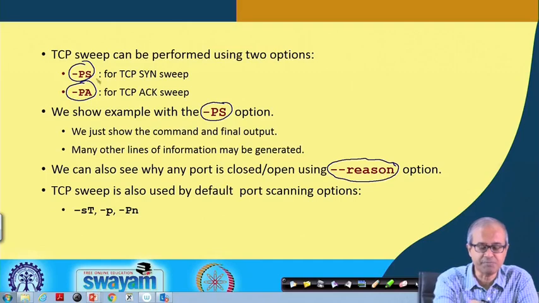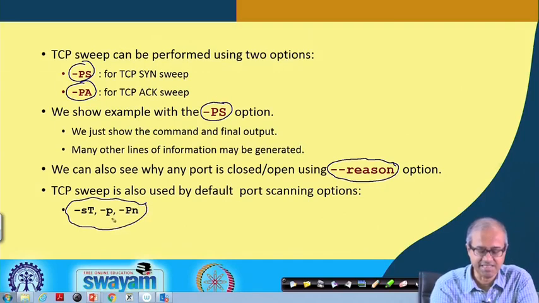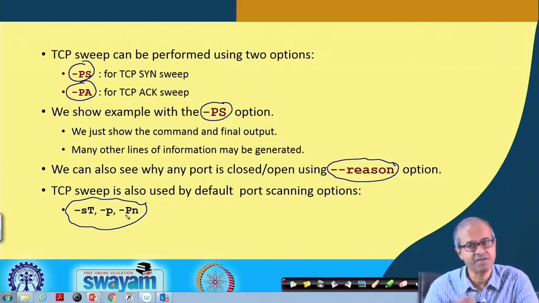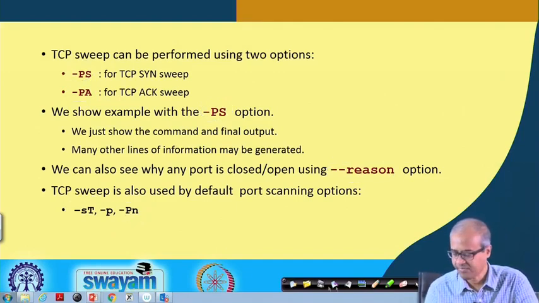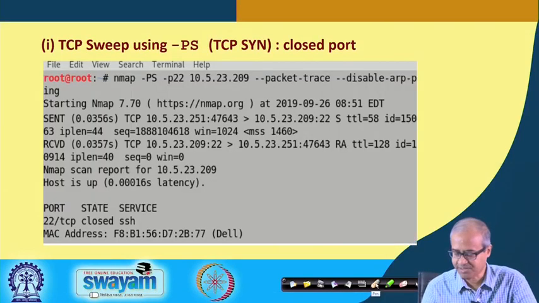Now, TCP sweep is not used only for minus PS and minus PA. There are other options also like ST, minus P, minus PN. Here also this TCP sweep kind of host discovery option is used. So, let us see some examples here.